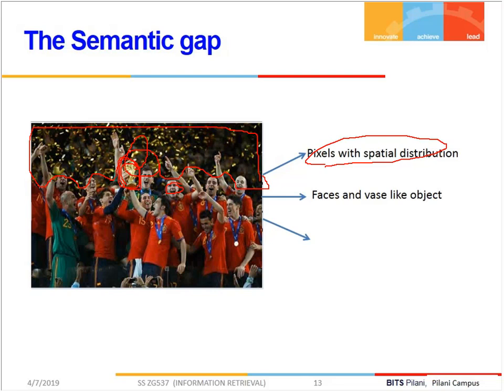So if you give this as an input image query, then the search engine will not be able to retrieve what this image says, and therefore it will not be able to retrieve the accurate set of relevant documents.